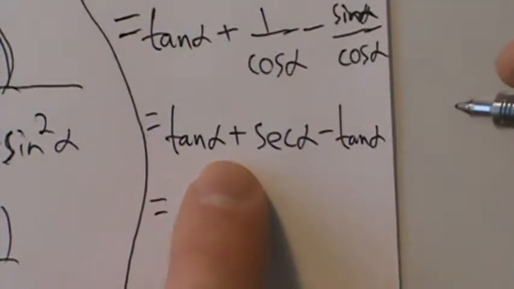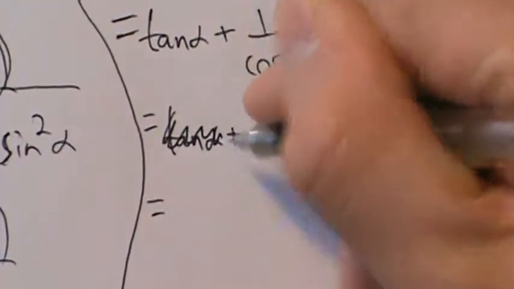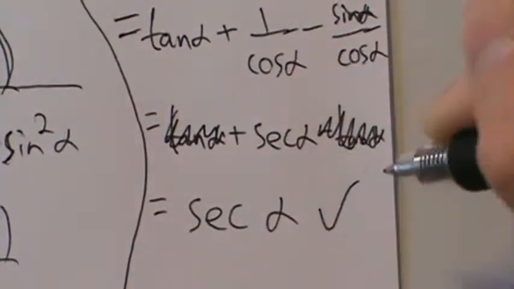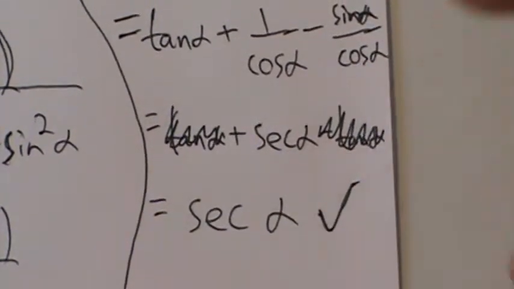And notice tangent of alpha, blah, blah, blah, minus tangent of alpha, so they cancel. That's great. And we're just left with secant of alpha, which is exactly what we wanted. Check mark, we're good to go. And that's it for example 17.